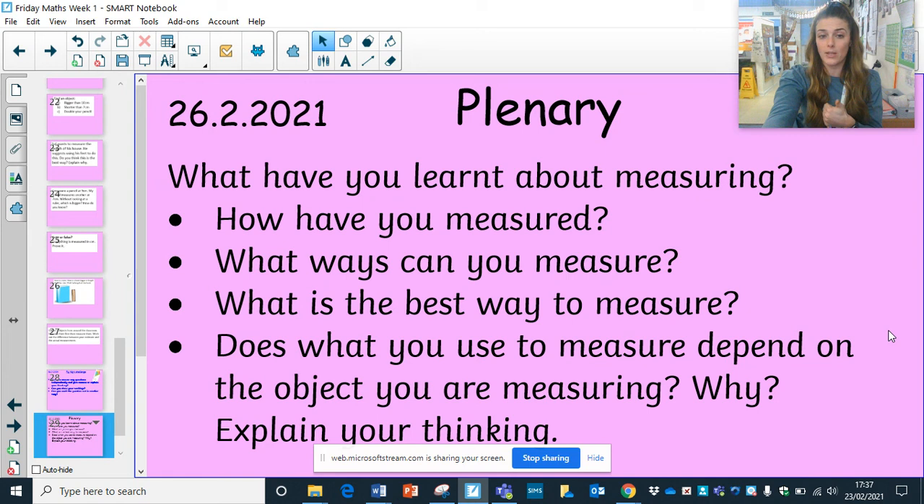So what have you learned about measuring? How have you measured? What ways can you measure? What is the best way to measure? And does what you use to measure depend on the object or thing that you are measuring? Think about why. Explain your thinking, and you can share this with an adult. You can tell somebody, it doesn't have to be written, you can verbalize that.